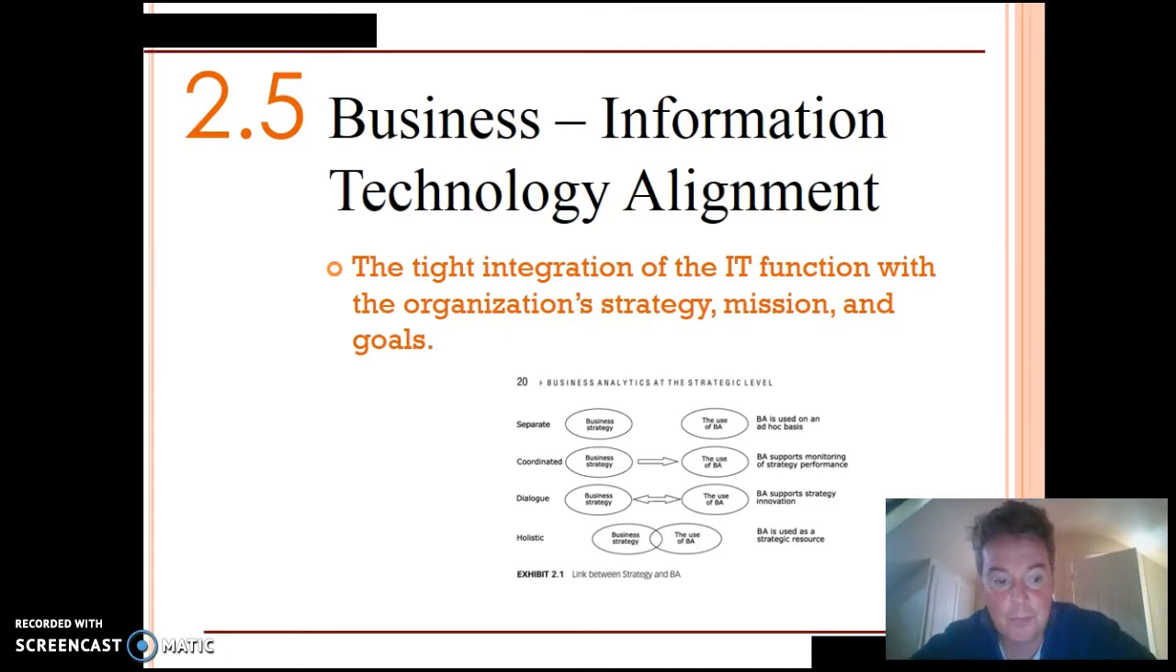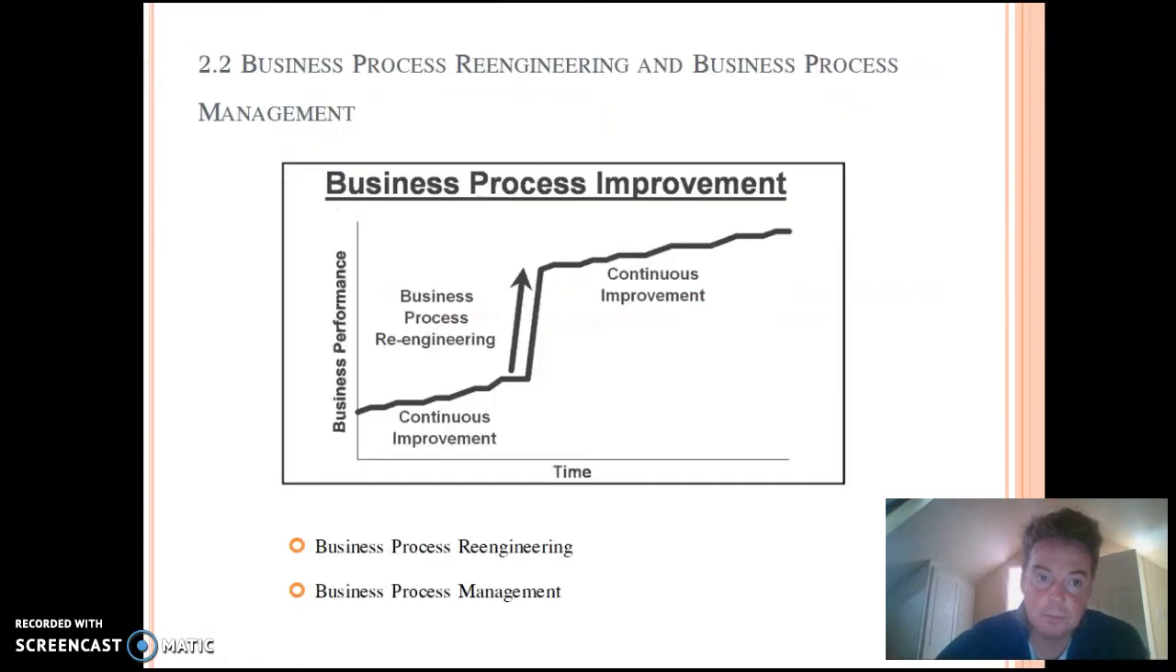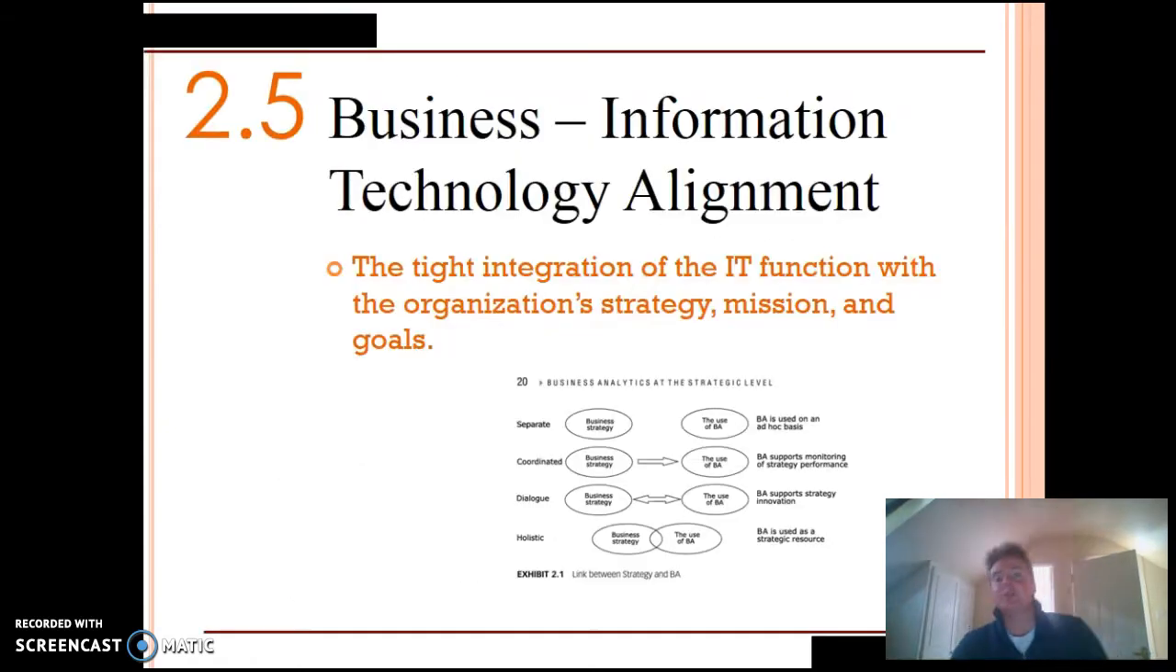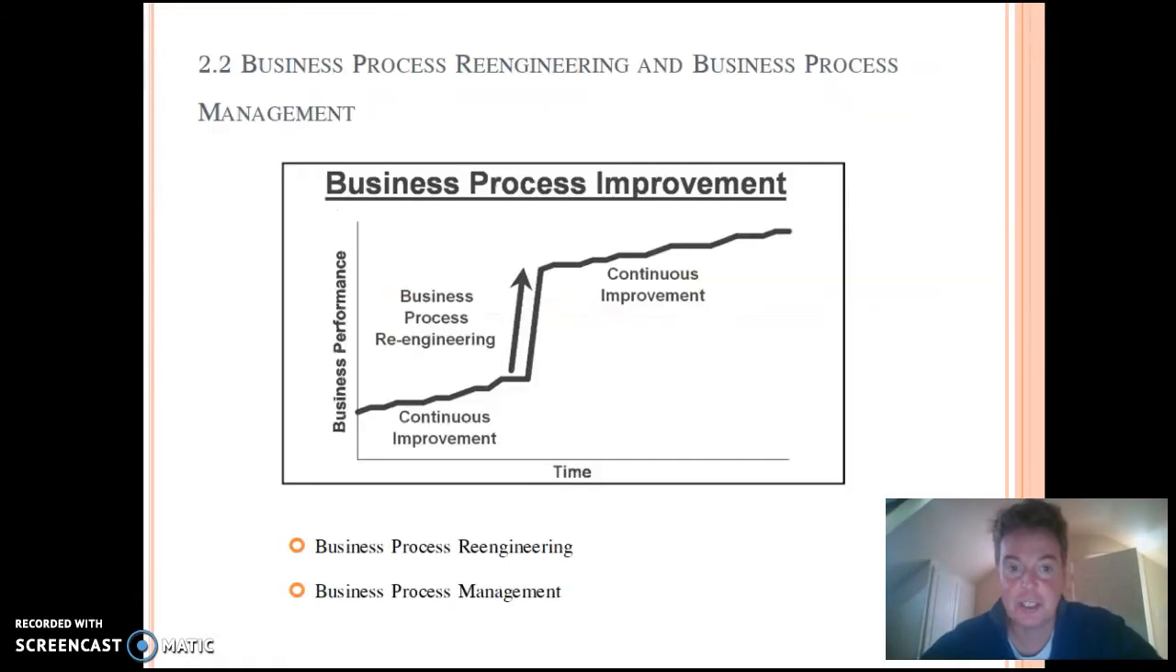So, just moving quickly through the topics. Business information technology. This is the idea that there's a tight integration of the IT function with the organization's strategy, missions, and goals. That's really important for an organization, that if they're spending a lot of money on IT, it actually is related to what they're trying to achieve.